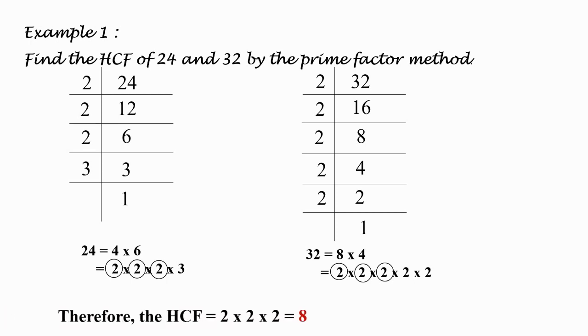Therefore, we can write HCF as 2 multiplied by 2 multiplied by 2 is equal to 8. Now why we wrote 2 thrice? Because we have the common factor as 2 which is occurring thrice in both the numbers, that is 24 and 32.